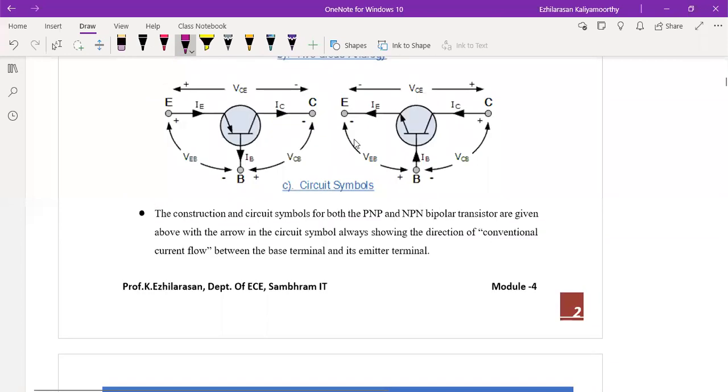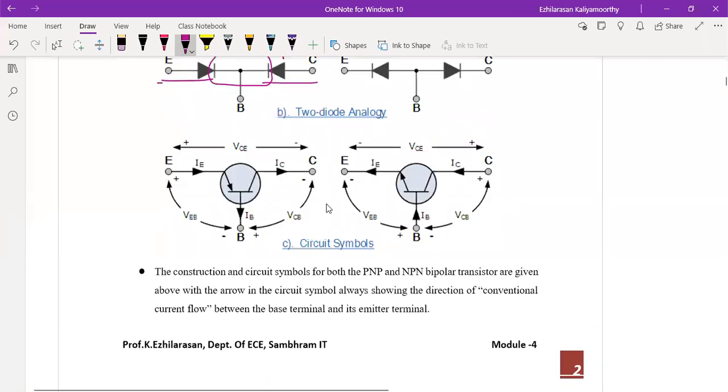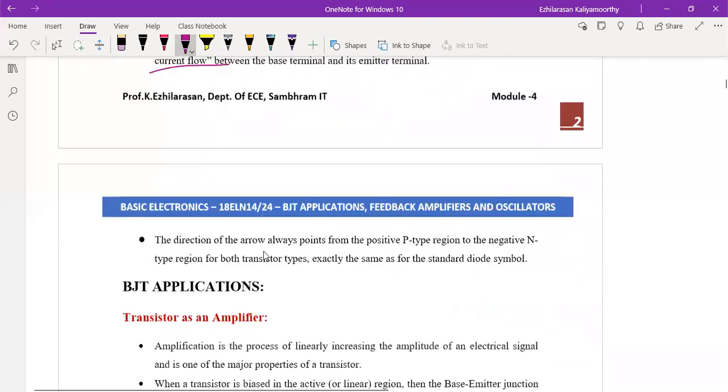Now here, as I said, what does the arrow mark indicate? Here they have given that this indicates the conventional current flow between the base terminal and the emitter terminal. The direction of the arrow always points from the positive p-type region to the negative n-type region for both transistor types, exactly the same as the standard diode symbol.